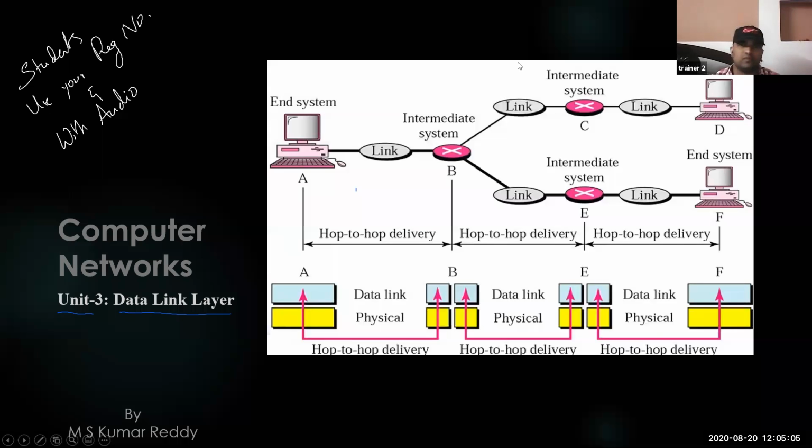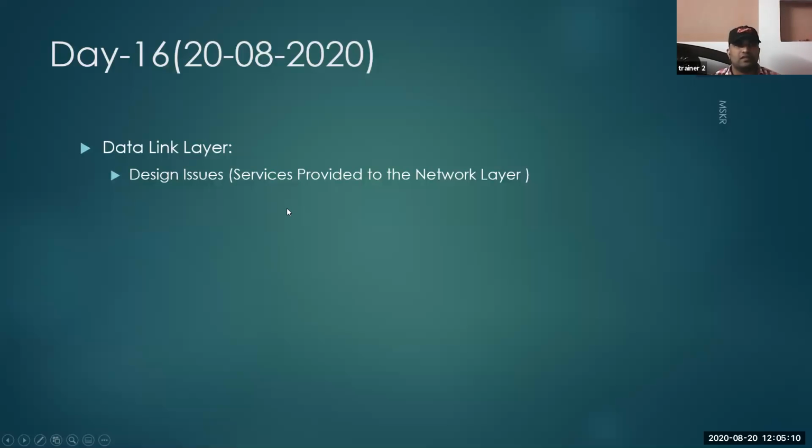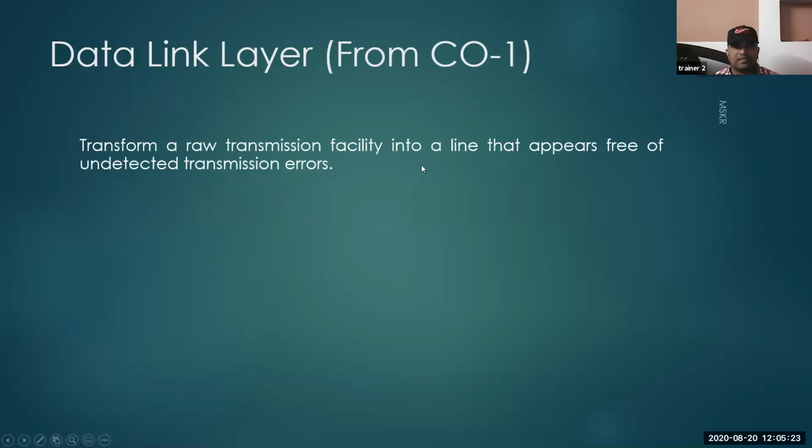Almost 70 students have joined. Okay. So in today's class, we are going to see about the data link layer and one specific topic called design issues. As I said, what we discussed in our first unit is how the data link layer makes sure that the raw transmission facility provided by the physical layer is error free. In our last unit also we discussed that.